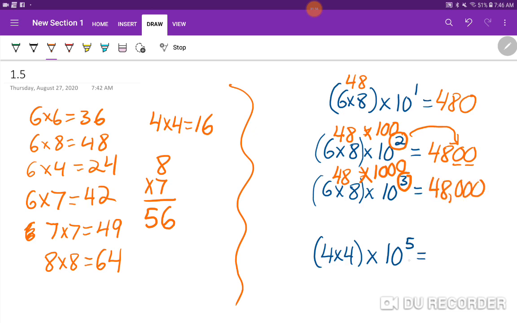And then finally, this last problem here, how old do you have to be to drive a 4x4? 16. And then 16 times 10 to the fifth power. Well, let's just put a 16 with how many zeros? You're starting to see the pattern. 5 zeros. 1, 2, 3, 4, 5.